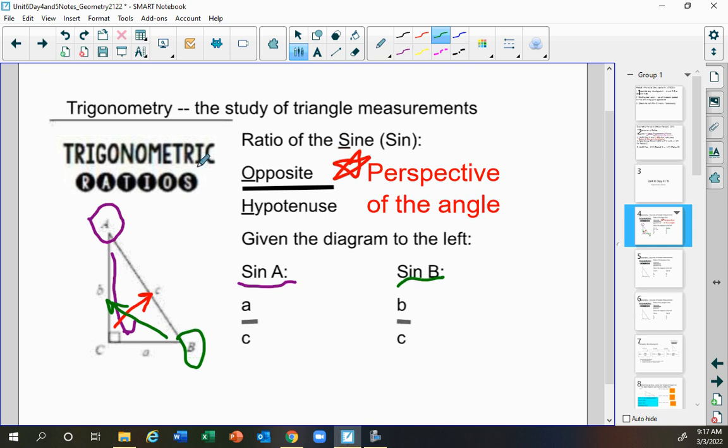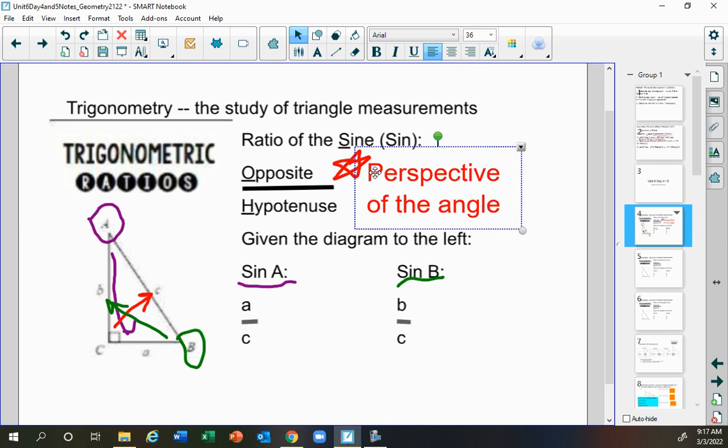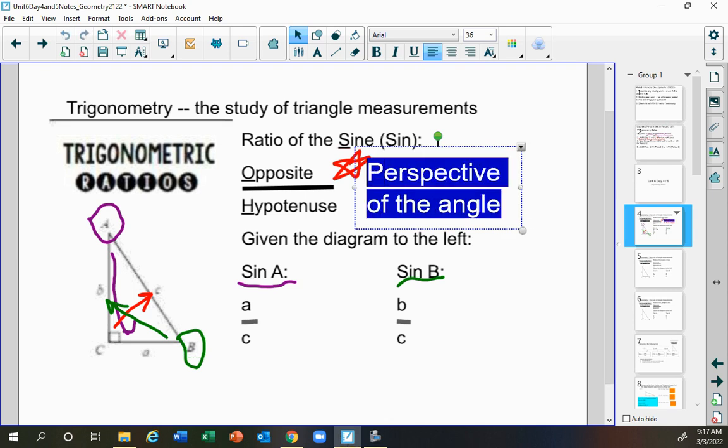All right, so questions about the sine. Again, is that the perspective of the angle? And that's going to be the case for all three. I'm going to copy this because we're going to see this again. But I'll talk about the next thing. Any questions before we go to the next one?